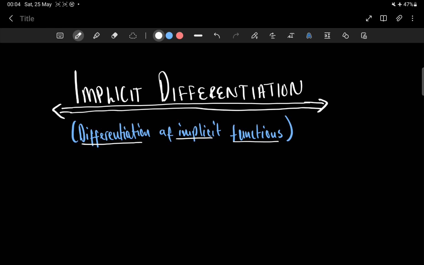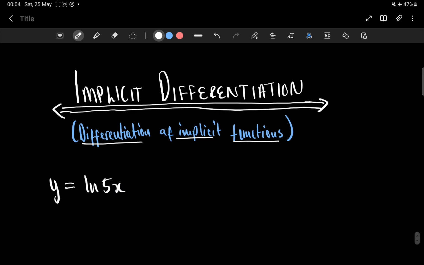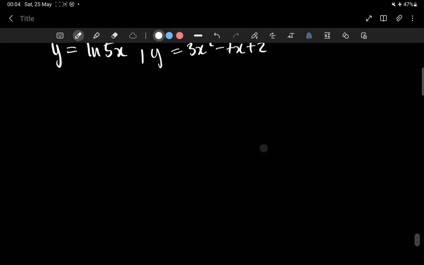So now we have been seeing when they would say you have y is equal to, let's say, ln 5x. This is an example of an explicit function. Or y is equal to 3x squared minus 7x plus 2. Here's an example of an explicit function. Explicit functions are functions where you can make y the subject and get exactly one equation. So you need to be able to make y the subject, and you can get one equation. So here's an example of a situation where that's impossible.